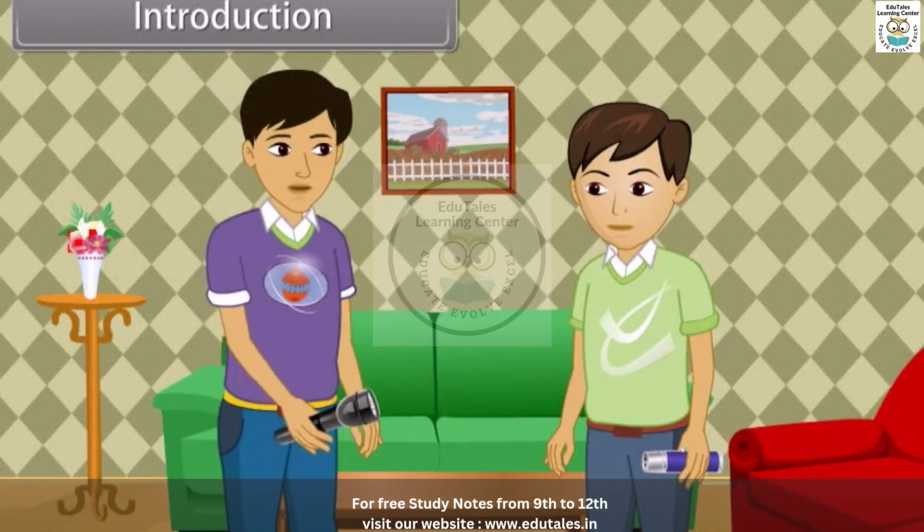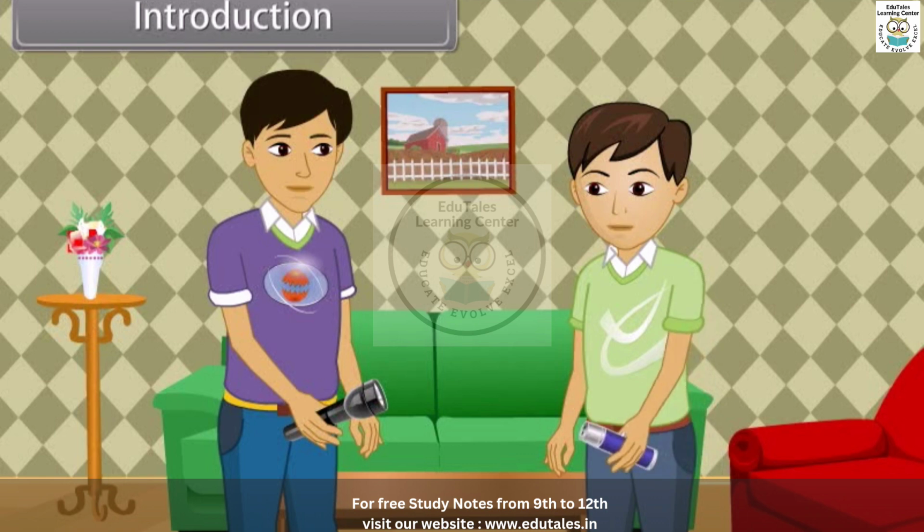Look, Deepak, what I got. I have a torch. Yes, it is. But I don't think that you have better than mine. Look what I have. I have a laser light. Laser light? Wow, it is quite fascinating.